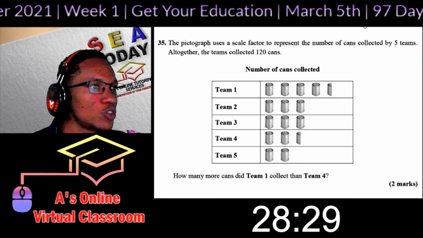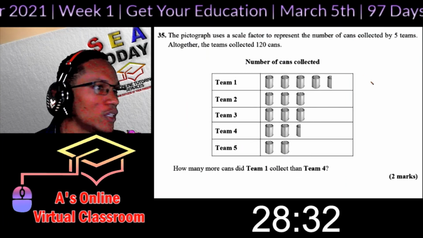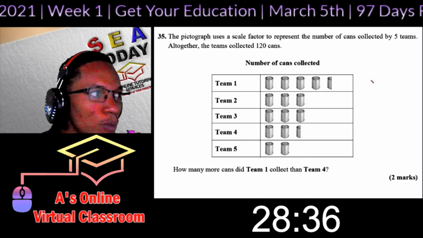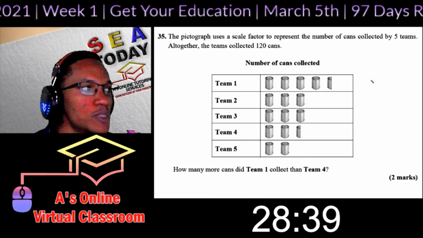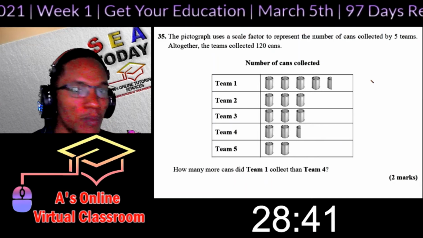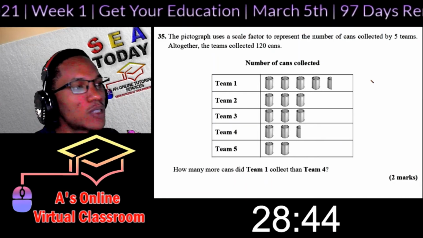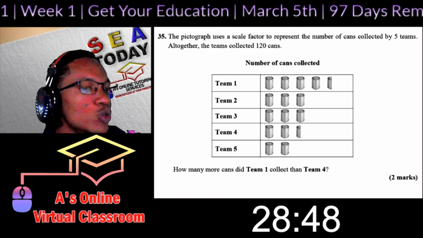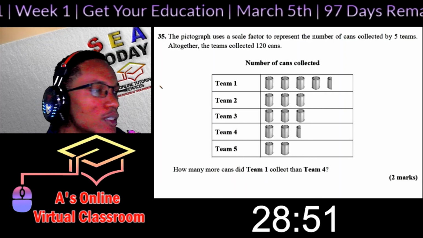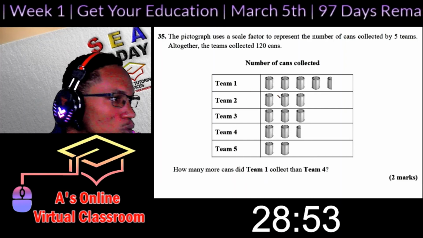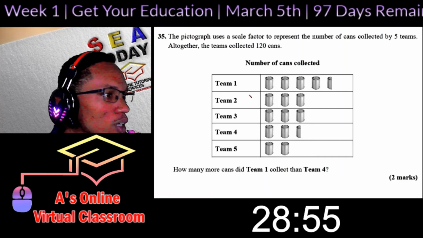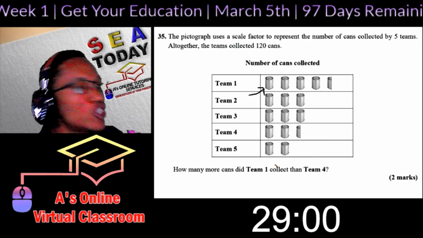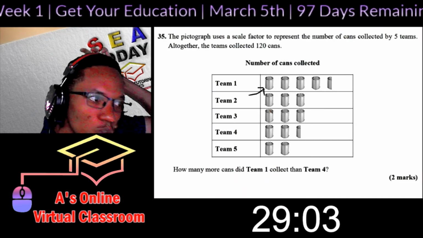Alright, so number 35, we're almost there. The pictograph uses a scale factor to represent the number of cans collected by 5 teams. All together, meaning in total, the teams collected 120 cans. So, if the total is supposed to be 120, then what we'll have to do is figure out how much does one can represent, because this is not 120 cans in the pictures here. So how many cans do we actually have?